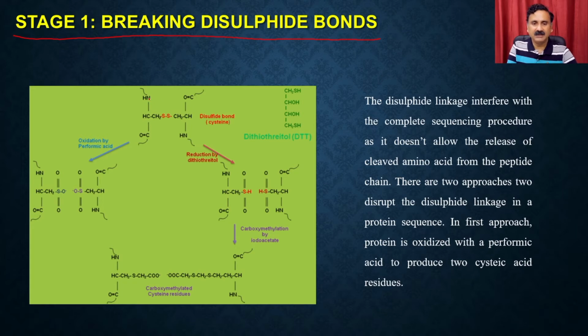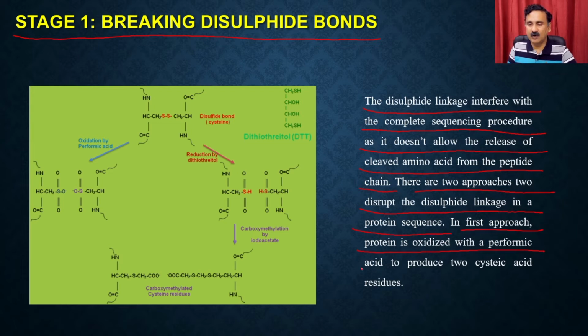You can imagine that this is the protein, which has disulfide linkages, and the disulfide linkages interfere with the complete sequencing procedure, as they do not allow the release of the cleaved amino acid from the peptide chain. There are two approaches to disrupt the disulfide linkages in a protein. In the first approach, the protein is oxidized with performic acid to produce the 2-cysteic residue.